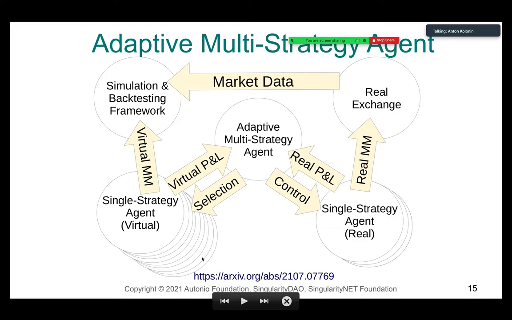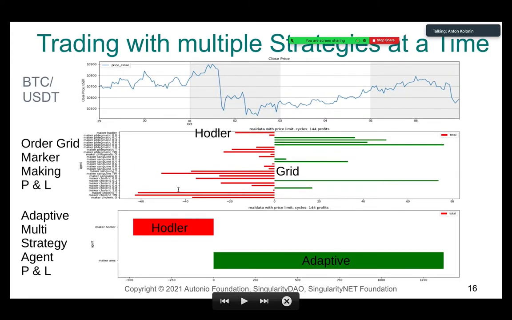monitors the agents trading in the virtual environment and selects those agents who are getting the greatest profits given the current market conditions. Then the strategies of these winning agents are injected into the agents doing real-time market making on the real exchange, and we collect the profits and losses, and we can validate whether the choice was right or not. And here is an example of how it can work.